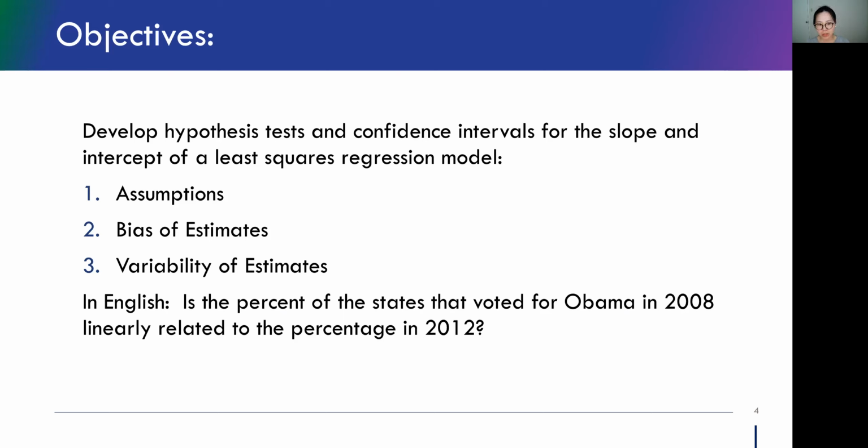To follow the example that we were showing about the voting in 2008 and 2012, we put this in English for the inference. We are checking, is the percentage of the states that voted for Obama in 2008 linearly related to the percentage in 2012? So this is something we are trying to make inference on.